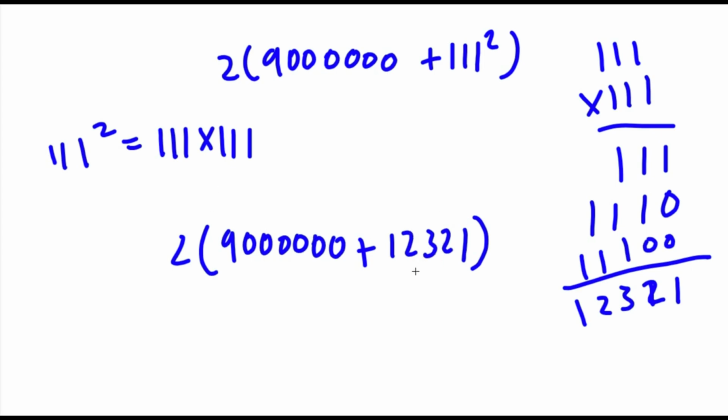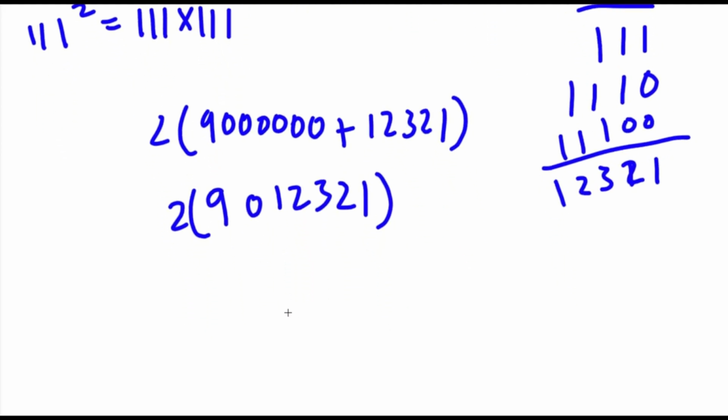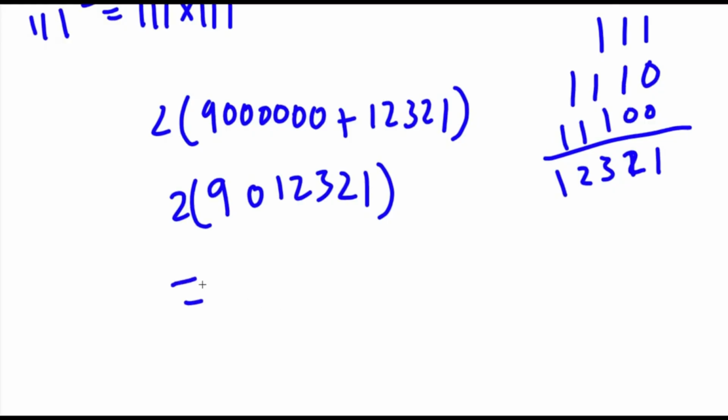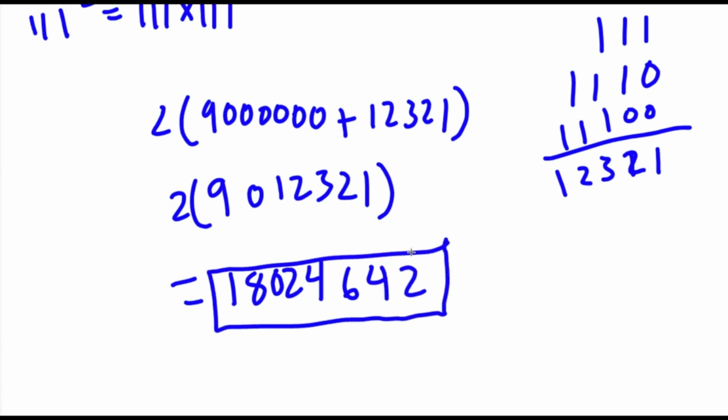Now, 9 million plus 12,321 is going to be 9,012,321. And this is going to equal, after multiplying by 2, 18,024,642. So this is our answer.